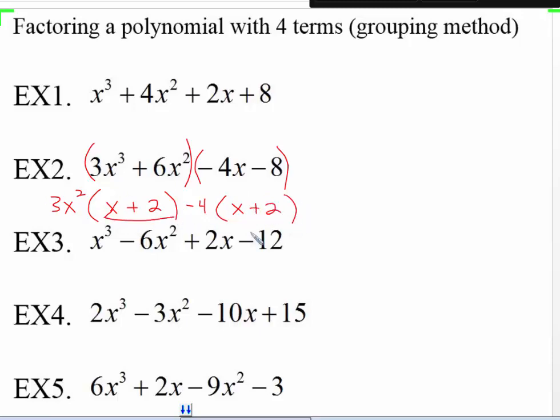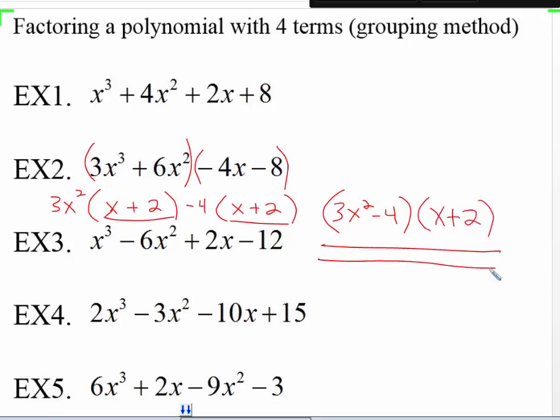Once we do this, these are the same. Good, we're on the right track. So what's our answer going to be? 3x squared minus 4, times x plus 2. And that's your answer. Real simple. Factor by grouping is really simple, nothing complicated about it.